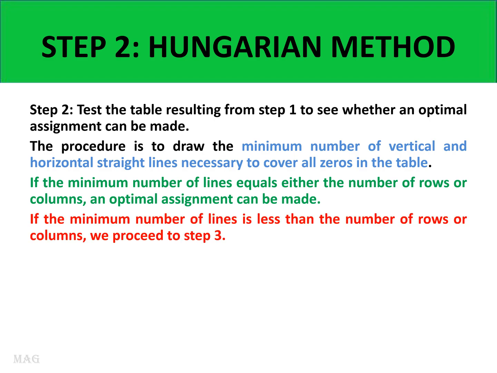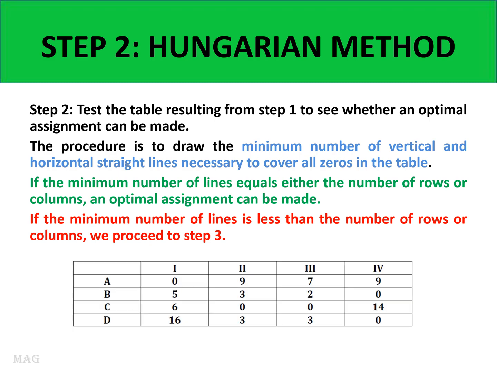If the minimum number of lines is less than the number of rows or columns, we proceed to step number 3. In our opportunity cost table, there are 4 rows or 4 columns. So if the minimum number of lines to cover all the zeros is equal to 4, an optimal assignment can be made. But if the minimum number of lines is less than 4, then we need to proceed to step number 3 and adjust the opportunity cost table.